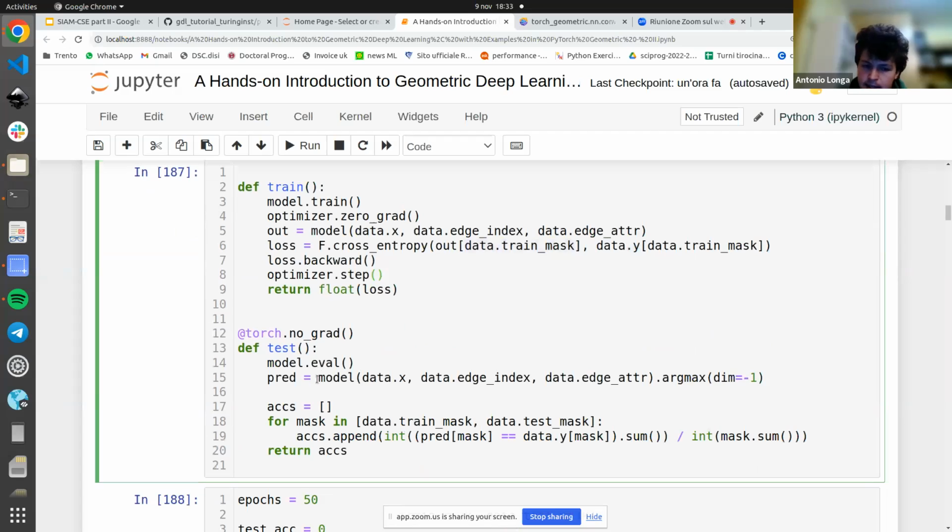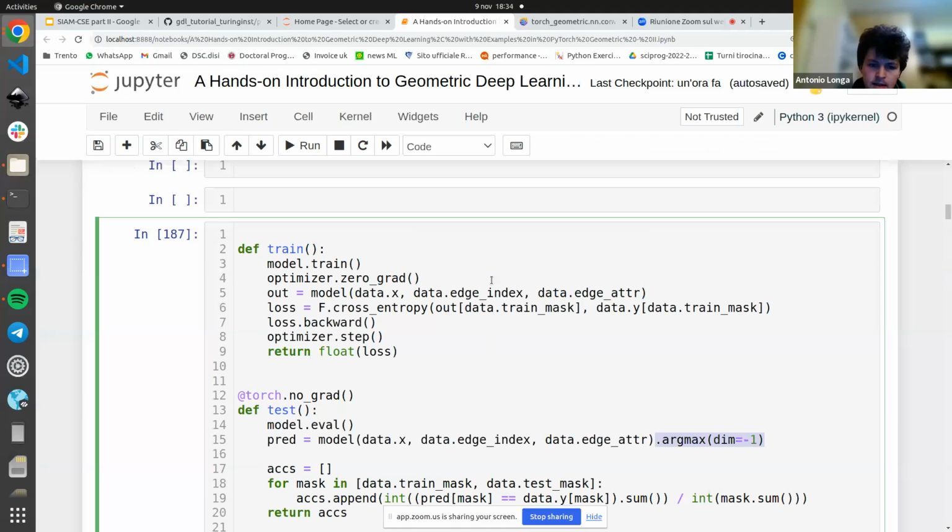In terms of testing, what we do is quite similar. The difference is that the model is not in training mode, but it's in evaluation mode. So we compute the prediction. And then in this case, I'm computing for both the test mask and the train mask, and I'm computing the accuracy. Note that, different from previously, here I'm applying the argmax.